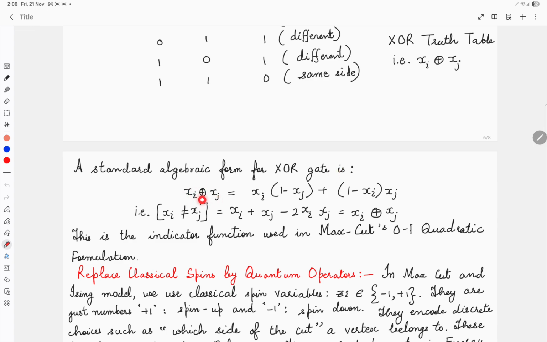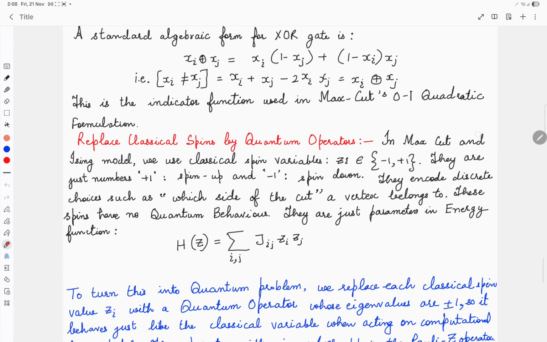So what is an XOR gate? Xi XOR xj can be written like this. If we open up this expression, xi XOR xj, we can write it as xi into (1 minus xj) plus (1 minus xi) into xj. The opening up of this XOR expression comes out to be our indicator function. So the indicator function is just an XOR gate basically. This is the indicator function used in the MaxCut 0-1 quadratic formulation.